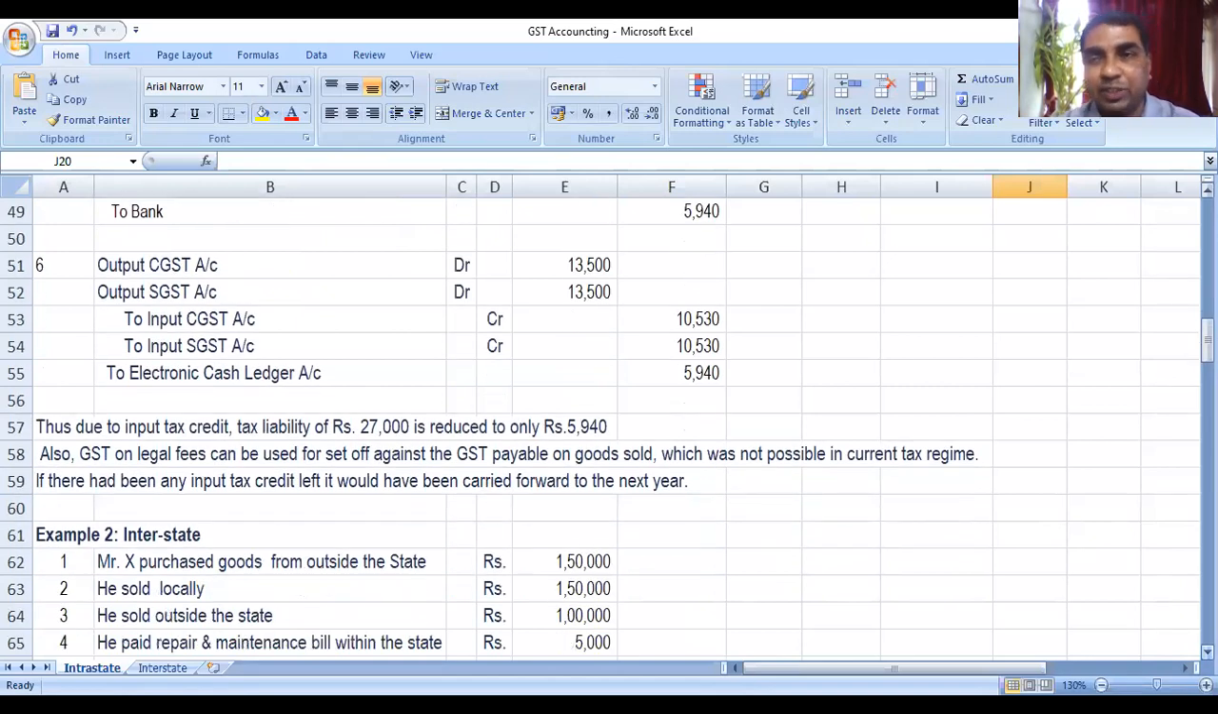If I introduce interstate transactions, then what kind of treatment will be made? After this, do you have any query? Any doubt you have? Speak yes or no. No, sir. Okay, very good. It's clear. These things will be useful.